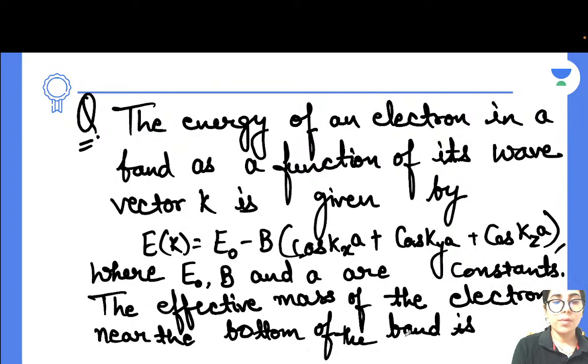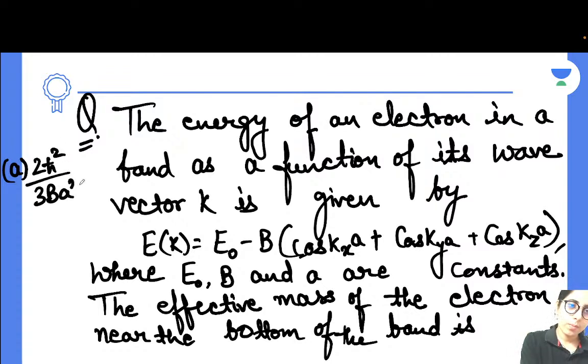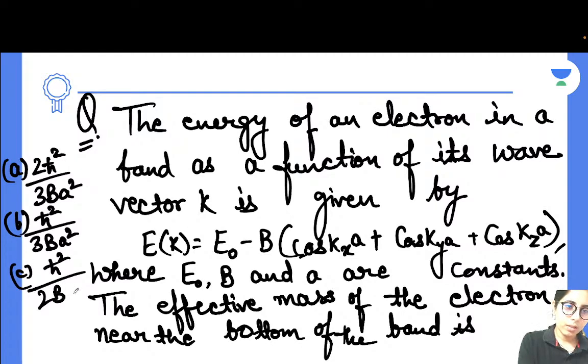So now you have to consider the effective mass of the electron near the bottom of the band. Just consider it and tell me if there is any doubt. I'll write the options here so that everything is on one slide: 2h square over 3ba square, h square over 3ba square, h square over 2ba square. Option D says h square over ba square.